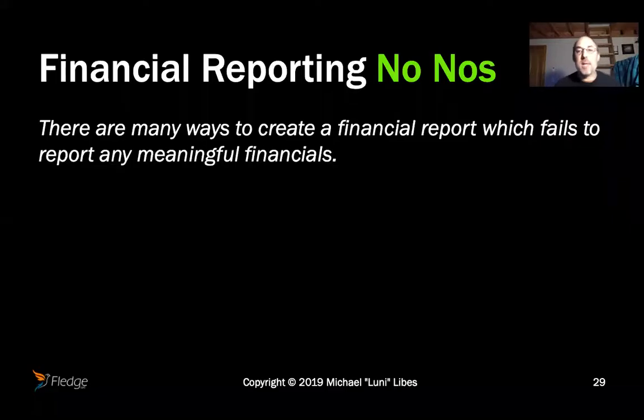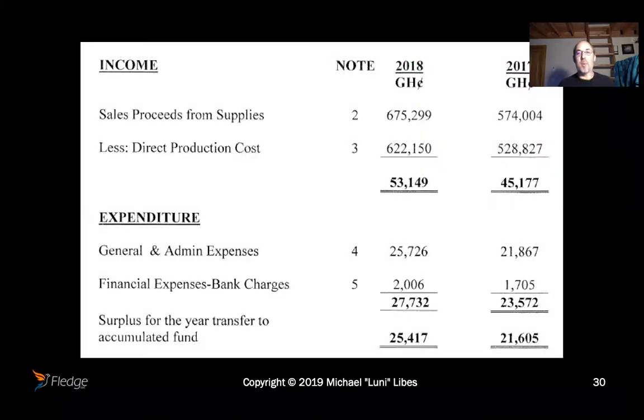So let me show you one more set of financial reports now that you know what I want in them, and we can talk about why they're not that. This was another financial statement I got. This was from Ghana, so GH, and they use the thing that looks like a cent symbol as the currency symbol because it's a cedi.